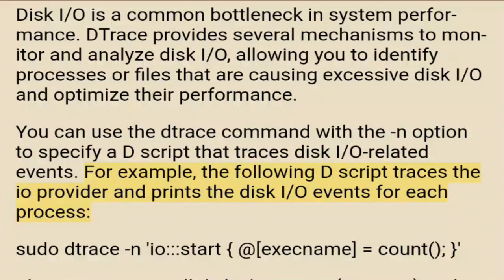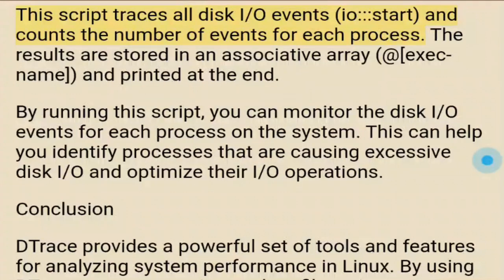For example, the following dscript traces the io provider and prints the disk I/O events for each process. sudo dtrace -n 'io:::start { @[execname] = count(); }'. This script traces all disk I/O events, io:::start, and counts the number of events for each process. The results are stored in an associative array @[execname] and printed at the end. By running this script, you can monitor the disk I/O events for each process on the system. This can help you identify processes that are causing excessive disk I/O and optimize their I/O operations.